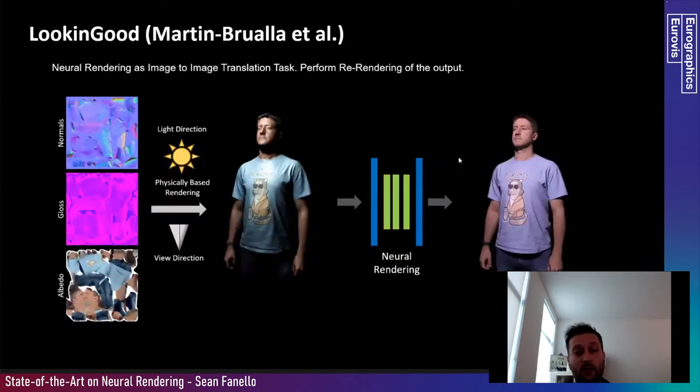For instance, in the Looking Good work, by Martin-Brualla et al., what we did here was to apply neural rendering at the very last stage. So imagine you have a CG asset, you can render the asset with whatever rendering engine you prefer, and then on top of it, you have a neural re-rendering phase that takes this rendered image and tries to recover the final photorealism. So this is more an image-to-image translation task rather than a rendering phase itself.